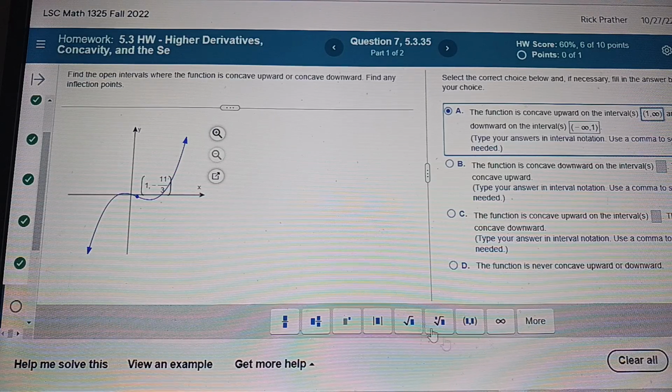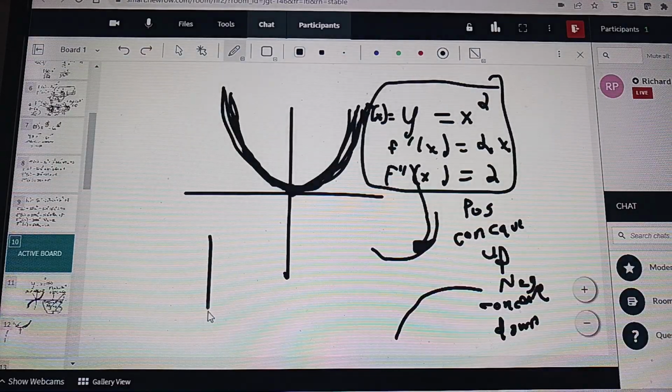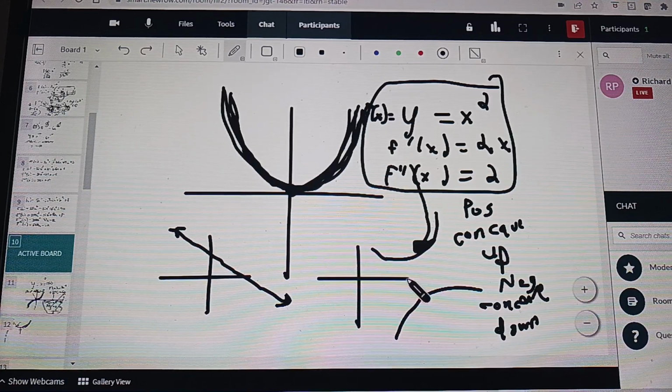Or if you just have a line, like a linear graph, linear graphs are not curved at all, so they're never concave up or down. They're just straight. Or if you get an absolute value, there's no concavity to that either. So you have to be curved or bent to have a possibility of concavity.